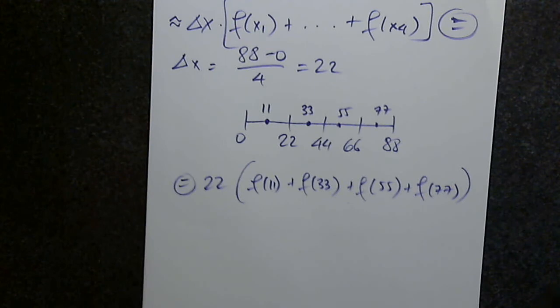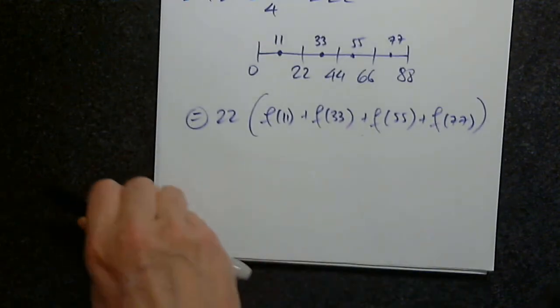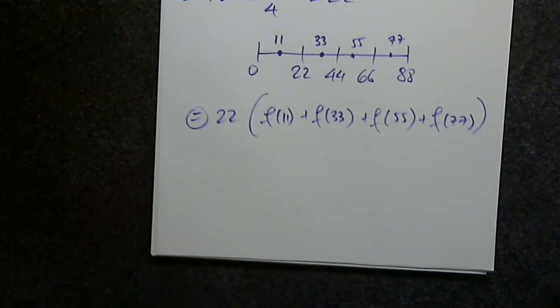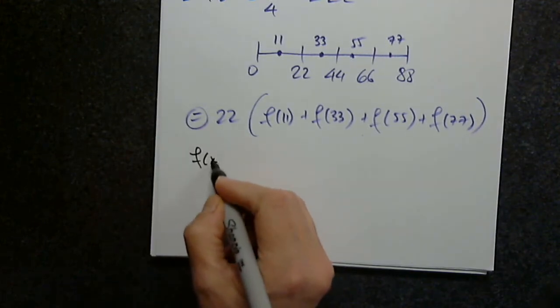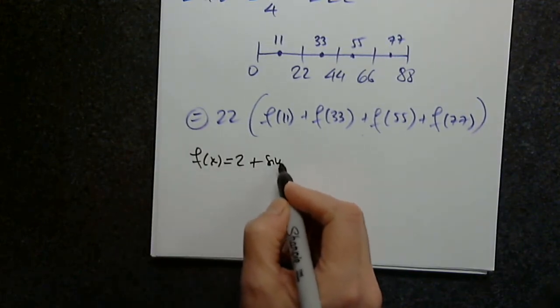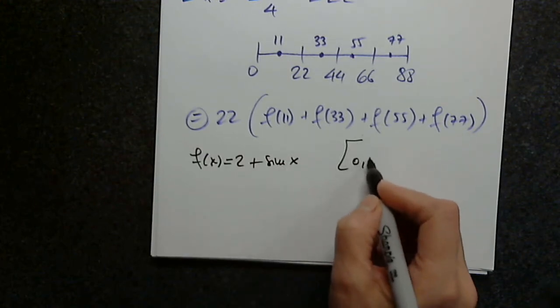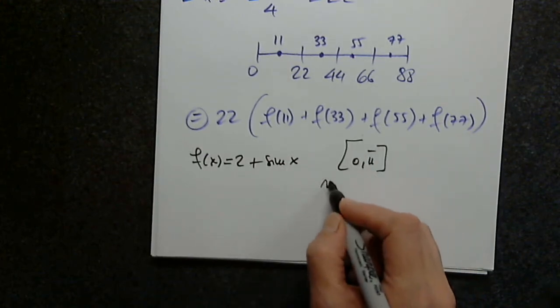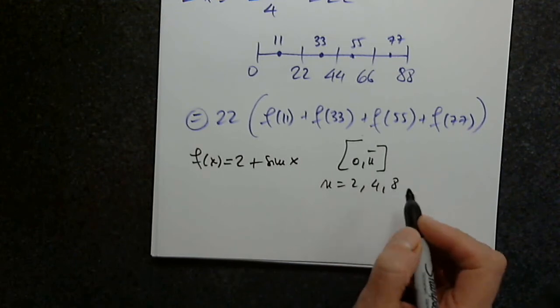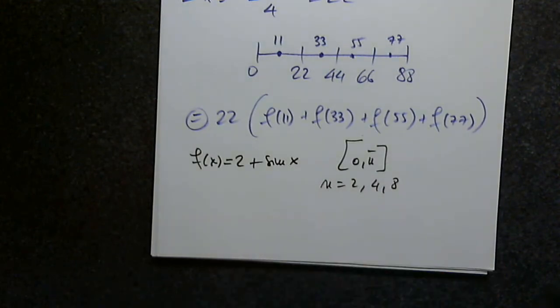So evaluate the upper. Okay, so what I have is f of x equals 2 plus sine x. The interval is 0 to pi, and they want n equals 2, 4, and 8. Okay, so let's choose one. Let's choose which one you would like to use. The n of 2, 4, or 8.